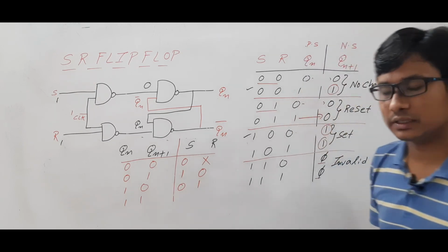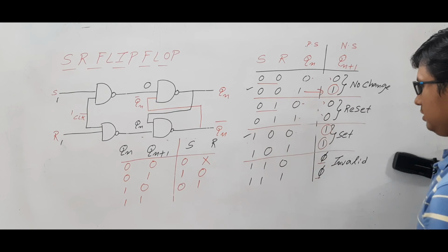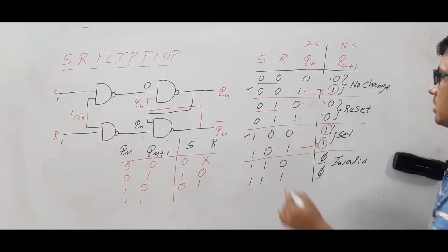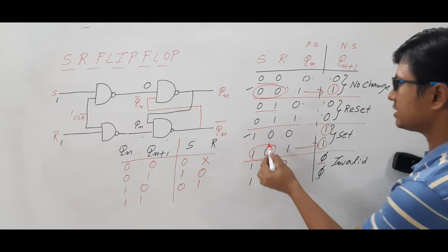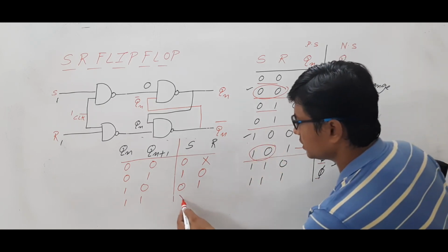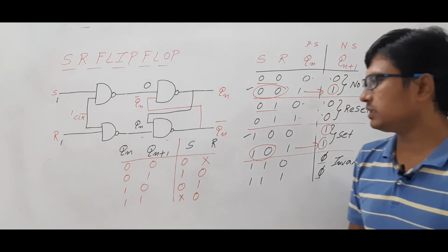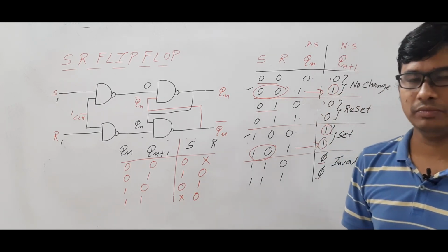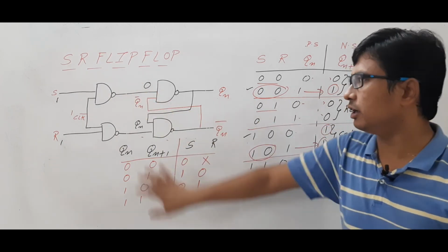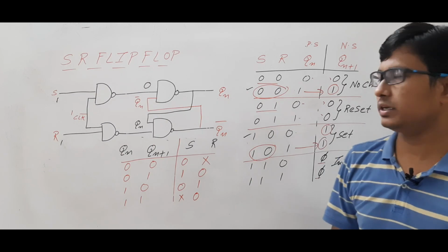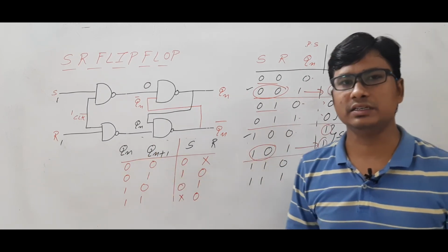I will substitute it. Now I will see the next one, 1 1. This is 1 and this is 1. In this case, S and R values are 0 0, and in this case it is 1 0. So it is don't care and then 0. So this is the excitation table of the SR flip-flop. Okay, I hope you have understood the SR flip-flop circuit diagram using the NAND gates, its characteristic table, characteristic equation and the excitation table.